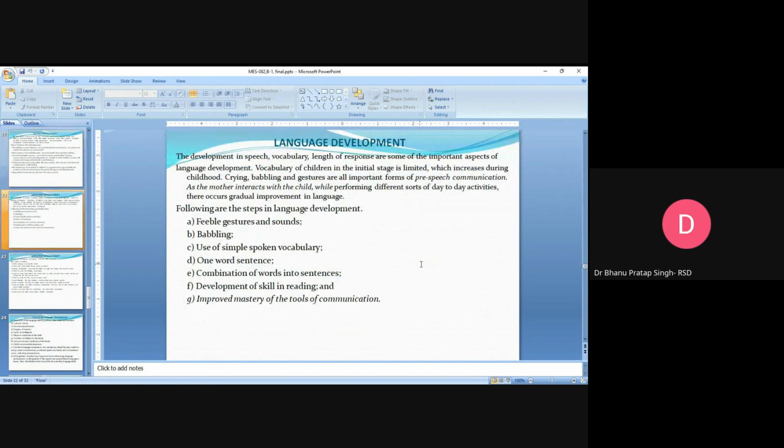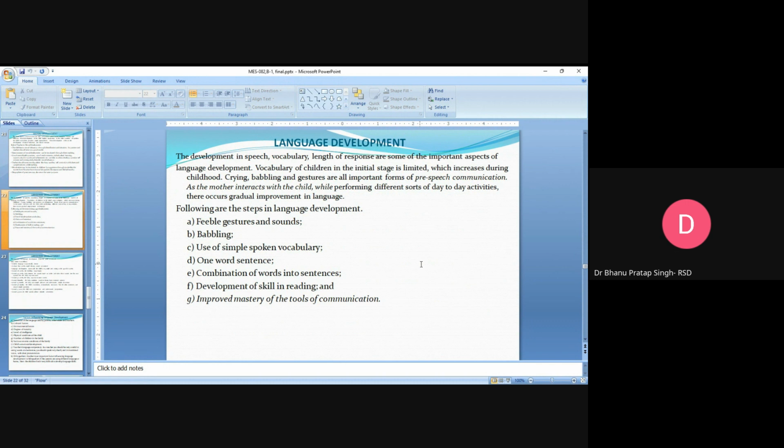So language development is one development built on the other. The development in speech, vocabulary, and length of responses are some important aspects of language development. The vocabulary of children in the initial stage is limited, which increases during childhood. Crying, babbling, and gestures are all important forms of pre-speech communication.